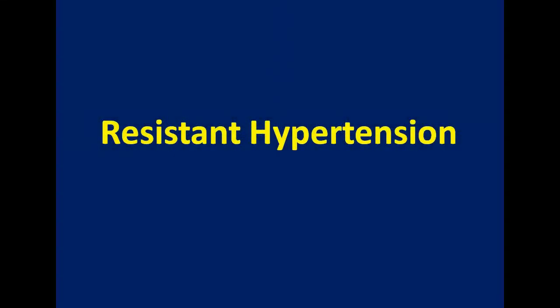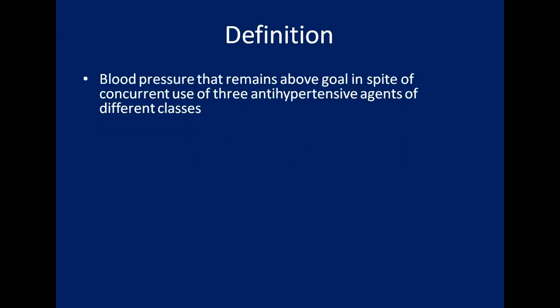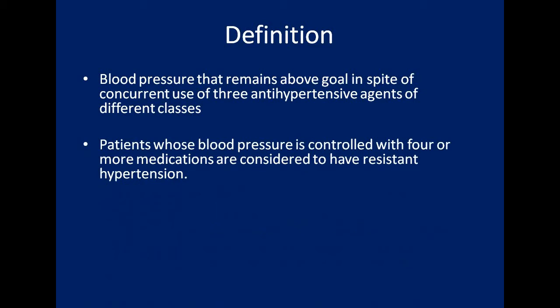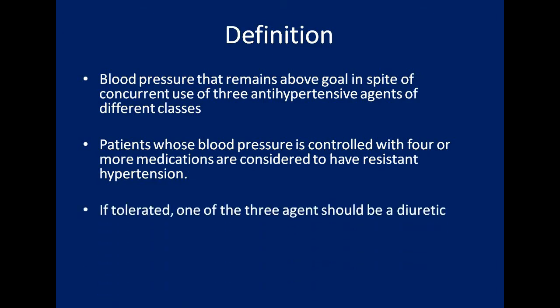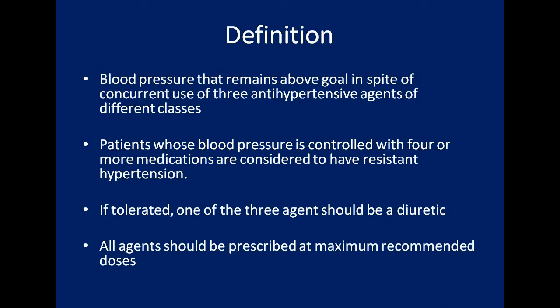In this video, we'll discuss resistant hypertension. Blood pressure that remains above the goal in spite of concurrent use of 3 antihypertensive agents of different classes is known as resistant hypertension. Patients whose blood pressure is controlled with 4 or more medications are also considered to have resistant hypertension, and if tolerated, one of the 3 drugs being used should be a diuretic. All agents should be prescribed at the maximum recommended dose before classifying a patient as having resistant hypertension.